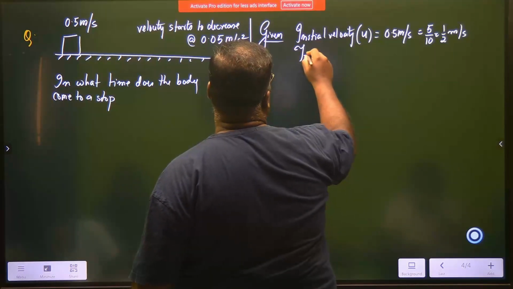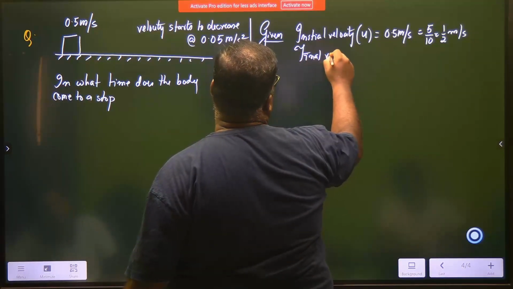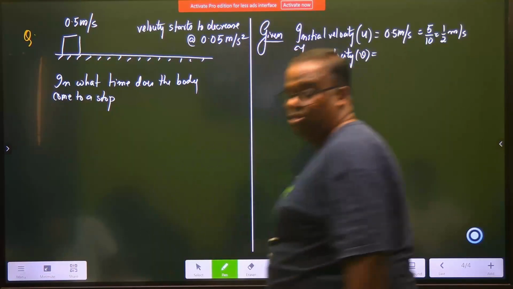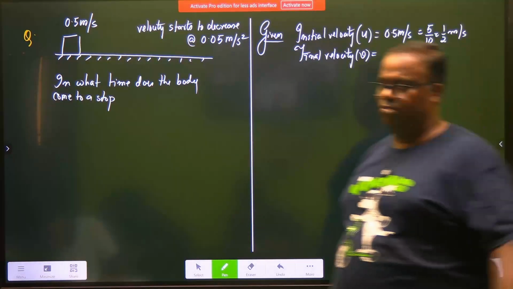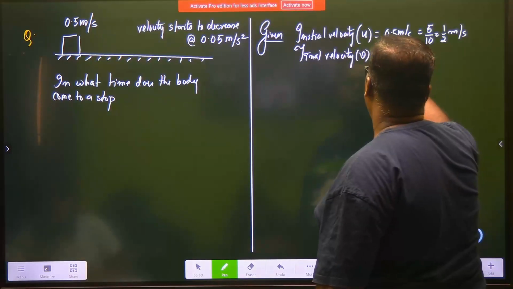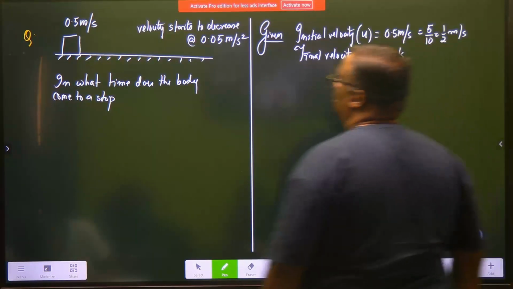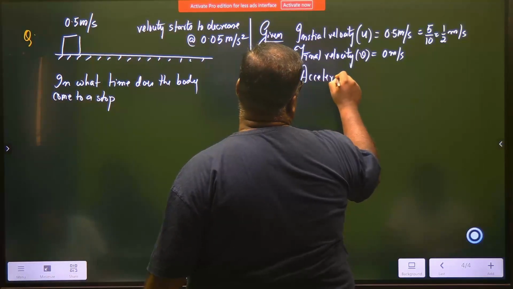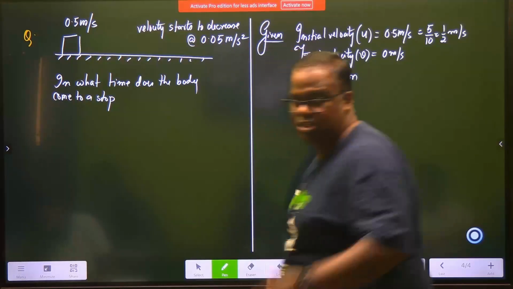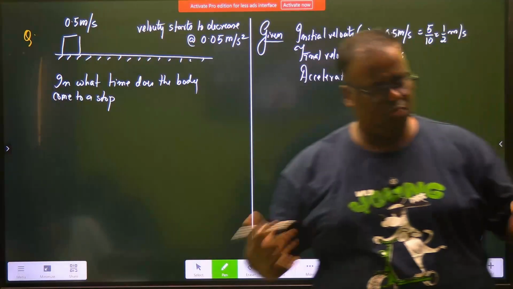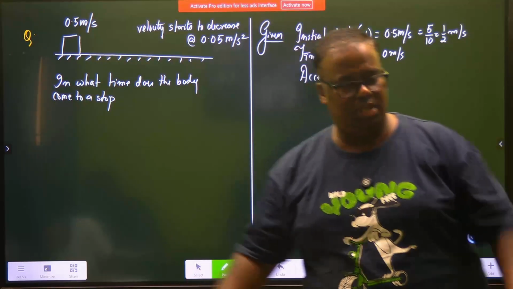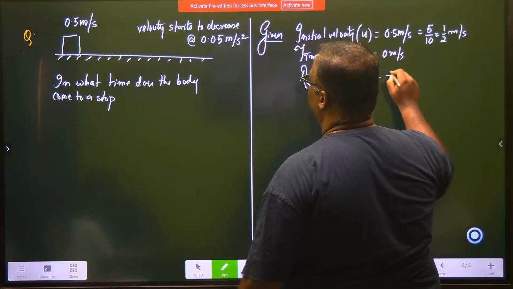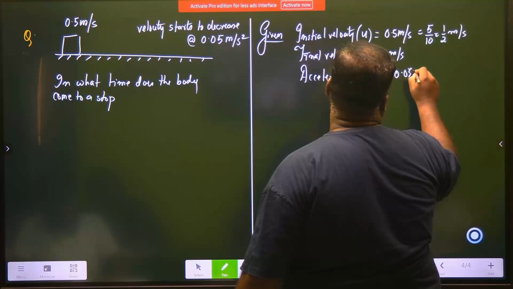Final velocity. Som Babu, what will the final velocity be? Because the body has come to a stop, the final velocity would be equal to 0 meters per second. Very good. Now Som, what do you think about acceleration here? First of all, you are slowing down. Friction will slow you down. So acceleration has to be negative because the velocity has to reduce. So acceleration a will be equal to negative 0.05 meter per second square.